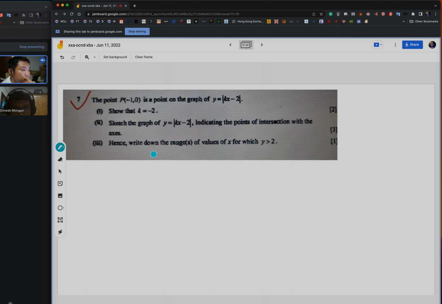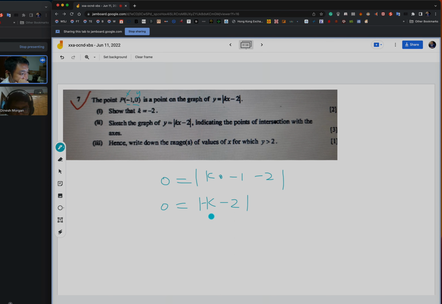So this question is pretty simple. All you need to do is sub in the value. So there's your x coordinate, the y coordinate, just sub it in. Yeah, I'm going to show you. Okay? So 0 equals negative k minus 2, right? So the modulus sign, right?